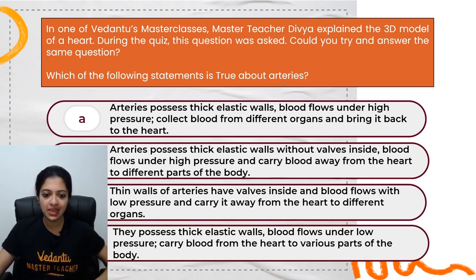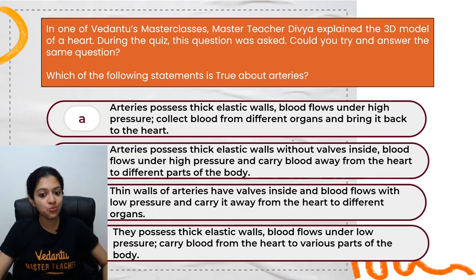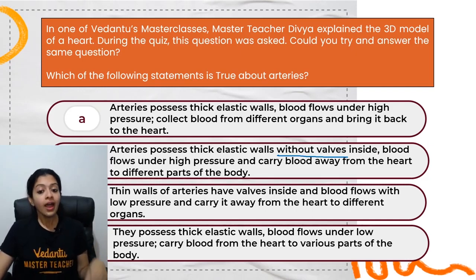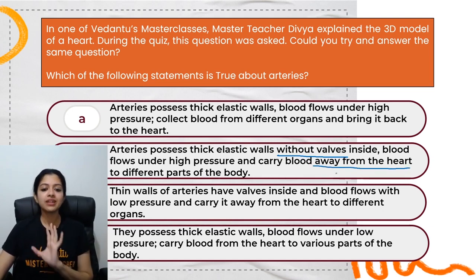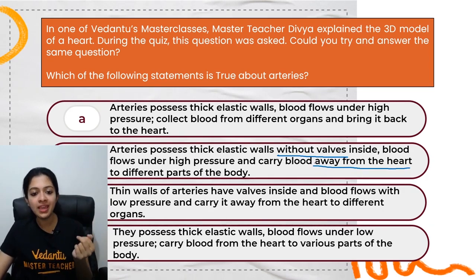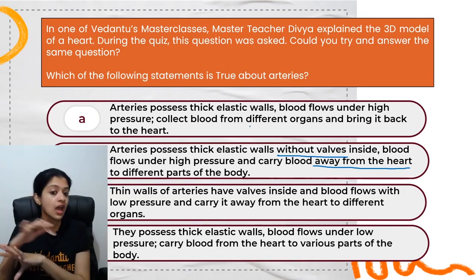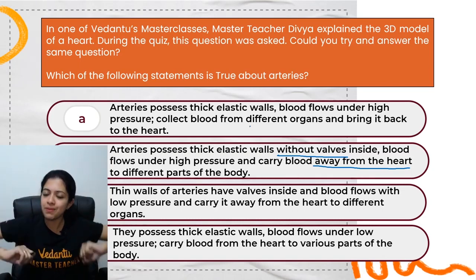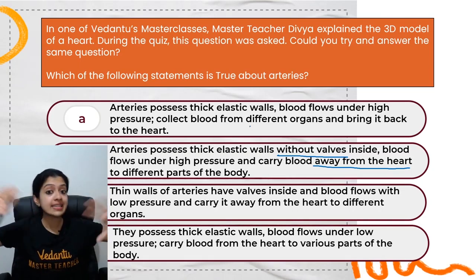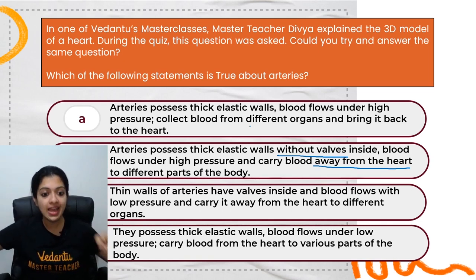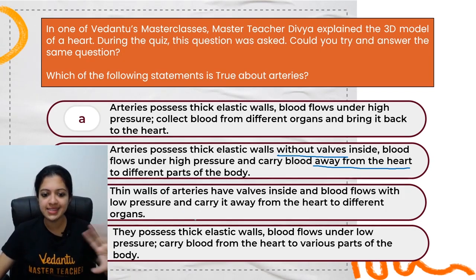How come it's option B? Yes, arteries possess thick elastic walls without valves inside, and blood flows under high pressure. And the next part of it is they carry blood away from the heart to the different parts of the body. Look at, compare A and B. In A, it says collect blood from different organs and bring it back to the heart. Is that true about arteries? No. Collecting blood and bringing it back to the heart is the job of veins and not the job of arteries. All right. So B becomes the answer. Of course, I think C and D are not even an option because thin walls.